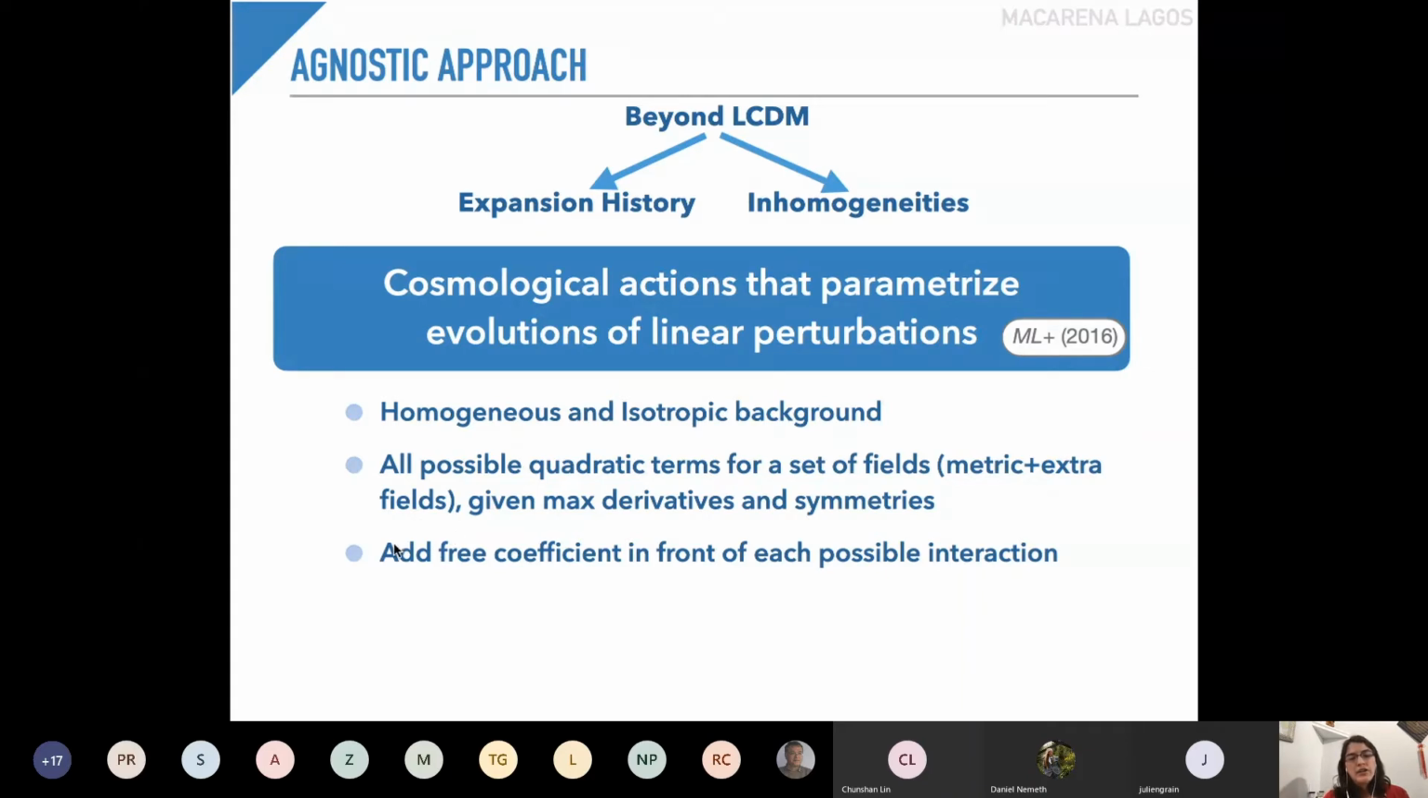And as I said, we're going to add a free coefficient in front of each one of these possible interaction terms. And in order to have a finite number of interactions, you do need to make some assumptions. So for example, we cut the number of interactions up to a maximum of derivatives. So this is, again, effective field theory, where your model is valid only at low energies, and you apply that for cosmology.